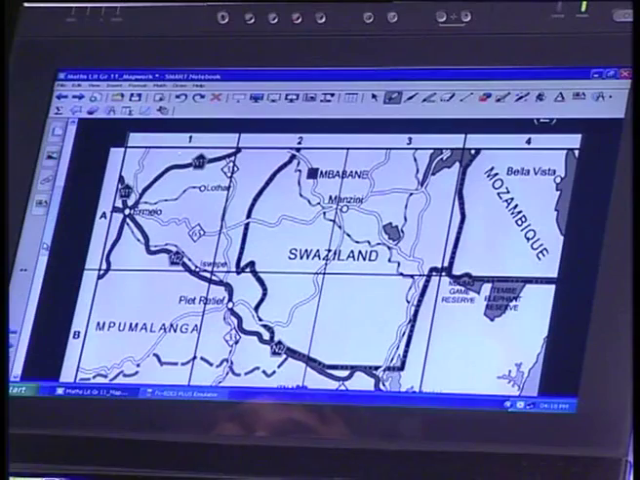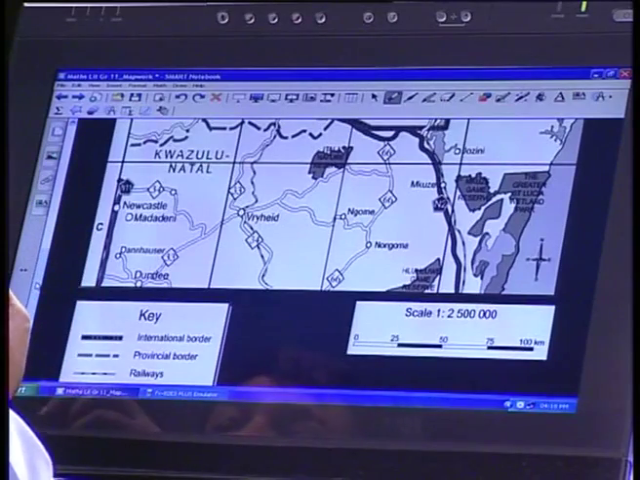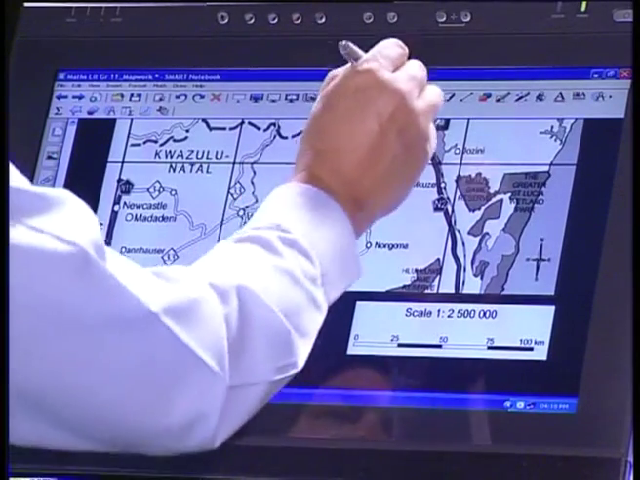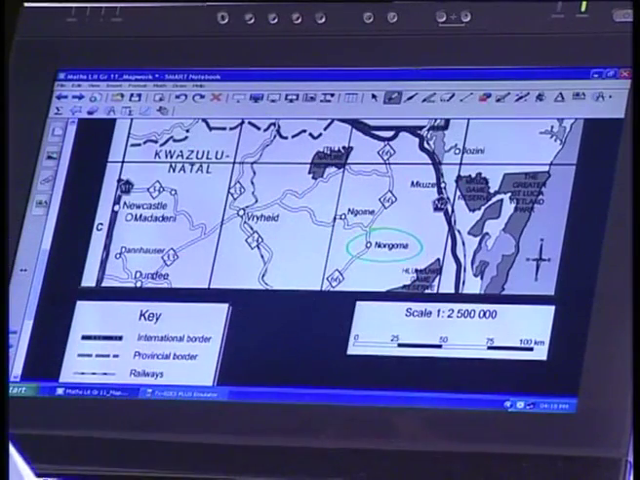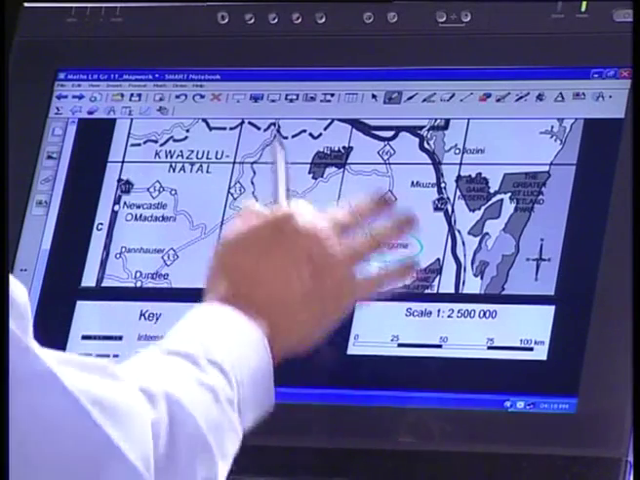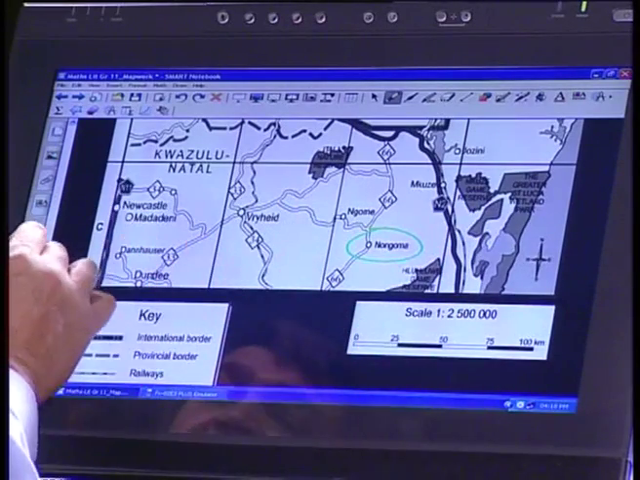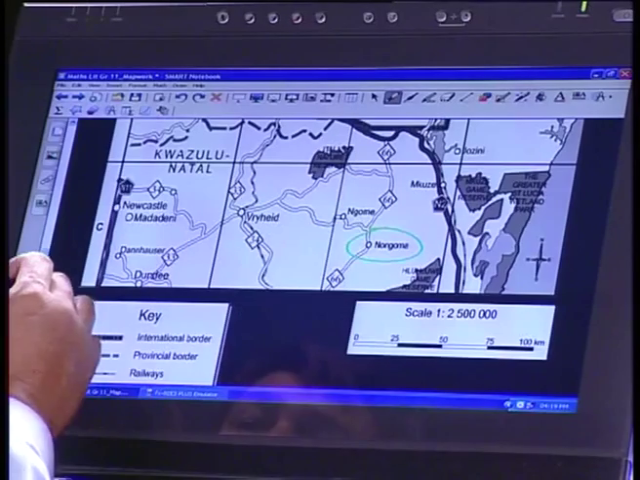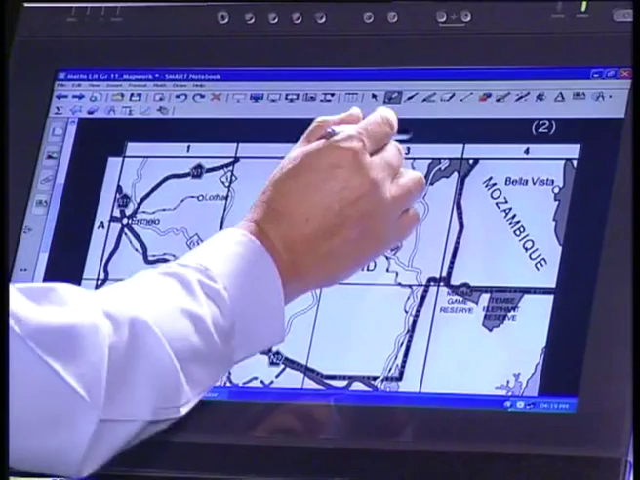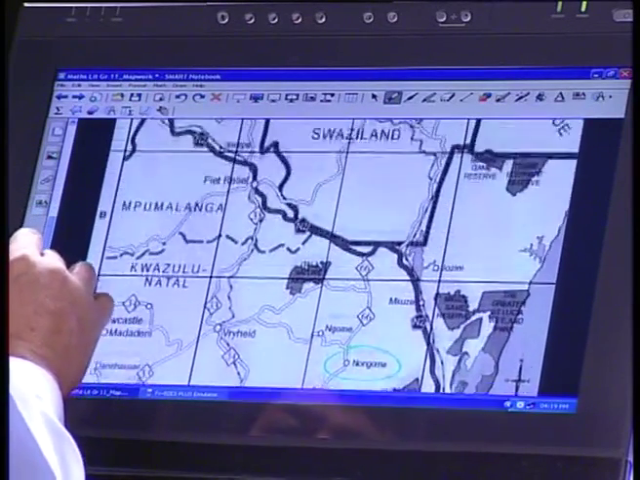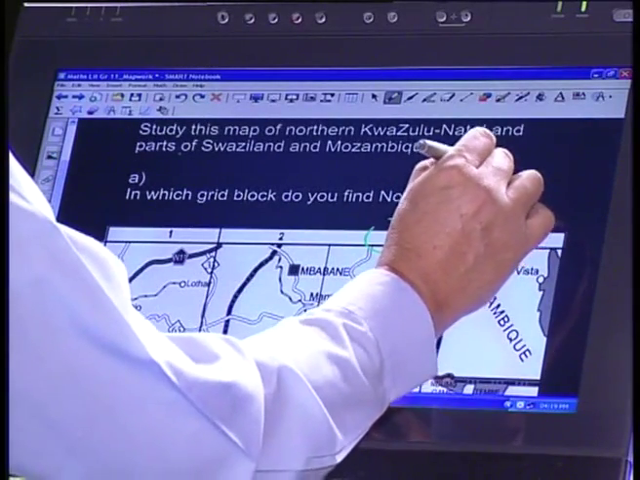And our first question is this: where is Nongoma? Well, the first thing we've got to do is find where Nongoma is. Okay? And here it is, right over here. Let me just get some color. Here she is, over there. Okay? Where is this located? Well, we know it's in row C, and we know it's in this column. Where is this column over here? Let's go, here, and there it is, number 3. So where is this place? It's in row C, column 3. So our answer is quite simple, 3C.